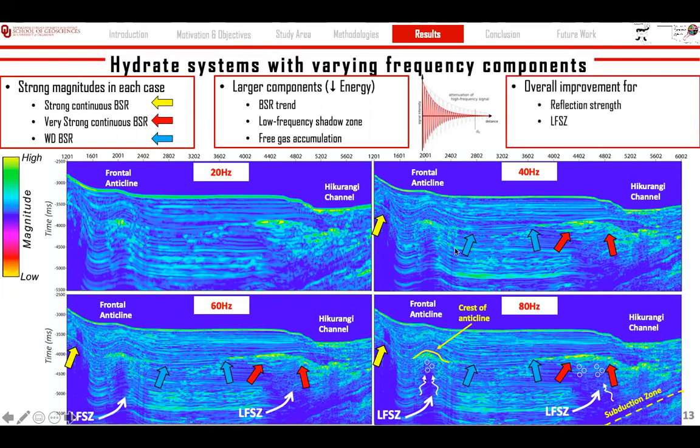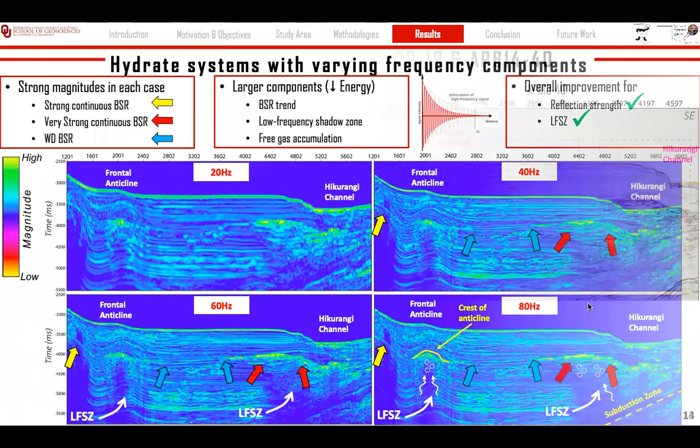Overall, we observe that the continuous wavelet transform, or the spectral decomposition method, allows us to better resolve the bottom simulating reflector, in addition to resolving the low frequency shadow zone, as compared to the sweetness attribute, where we weren't able to resolve the low frequency shadow zone, and with the instantaneous frequency, where the reflection strength wasn't as strong as compared to what we observe on the spectral decomposition application.